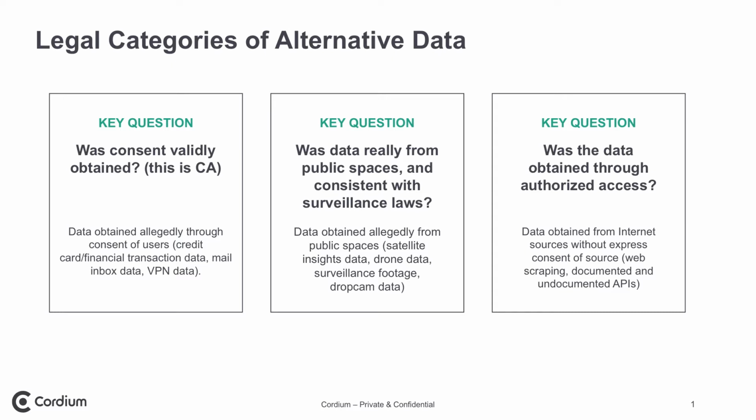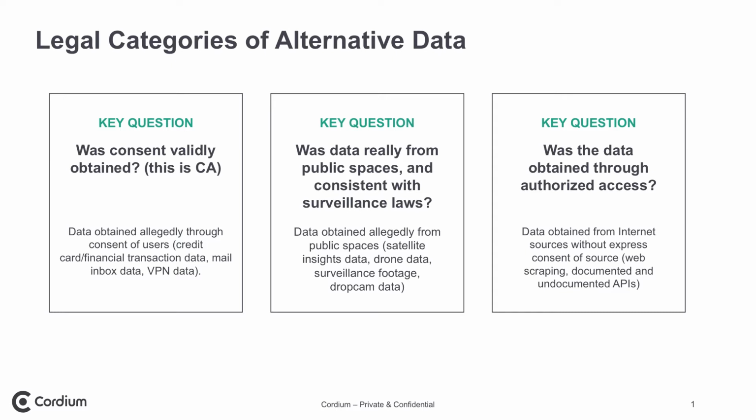For that type of data, the question is, was the data obtained through authorized access? That is, even though the website might have discouraged you from doing it, does the law permit you to go in and scrape that data and use it anyway? In many cases, the answer is yes, and a lot of alternative data platforms and data science is built on scraping data because it really is public data. So those are the 3 buckets: public space data, data based on consent, and web scraping data.